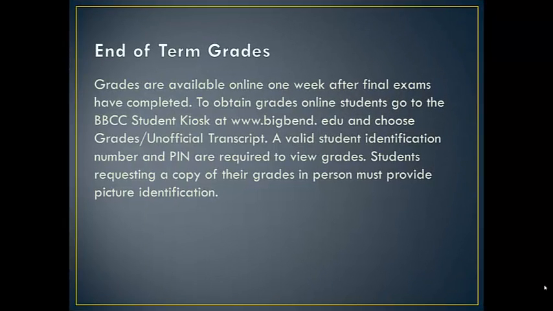End of term grades. Grades are available online 1 week after final exams have been completed. To obtain grades online, students go to the Big Bend Community College student kiosk at bigbend.edu and choose Grades or Unofficial Transcript. A valid student identification number and PIN are required to view grades. Students requesting a copy of their grades in person must provide picture identification.